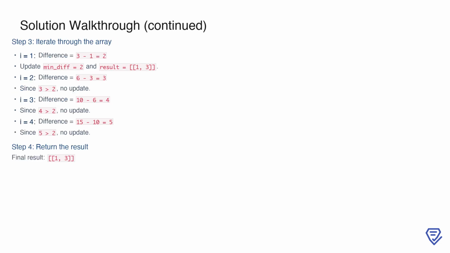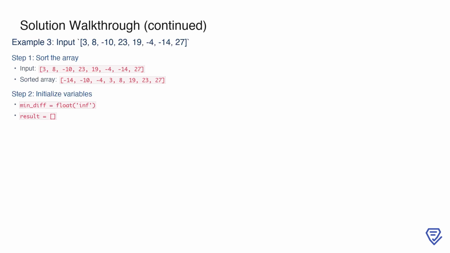We now calculate the absolute differences between consecutive elements in the sorted array. First, the difference between 3 and 1 is 2. Since 2 is smaller than infinity, we update min_diff to 2 and add the pair 1, 3 to our result list. Next, the difference between 6 and 3 is 3. Since 3 is larger than the current min_diff, we make no changes. Similarly, for the difference between 10 and 6, which is 4, and between 15 and 10, which is 5, both are greater than min_diff, so no updates are made. At the end of the iteration, the only pair with the smallest absolute difference is 1, 3, and this becomes our final result for the second example.